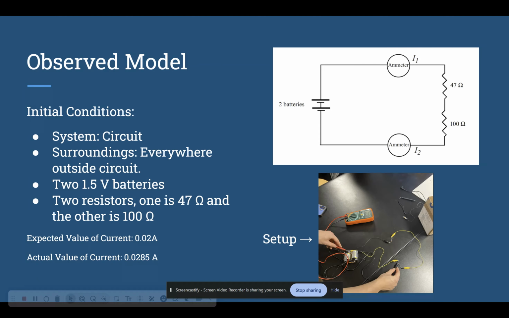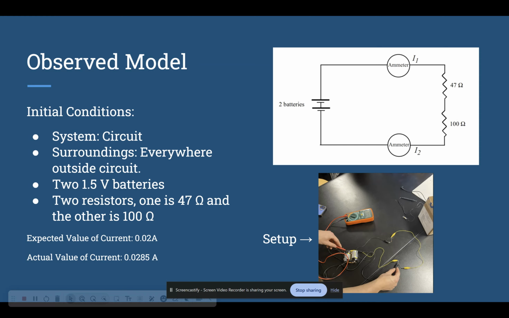All right, so for the first experiment, we have two batteries, both of 1.5 volts, which add up to 3 volts. And we have a 47 ohm resistor and a 100 ohm resistor. You can see the setup on the right. And we expected the value of the current to be 0.02 amps.